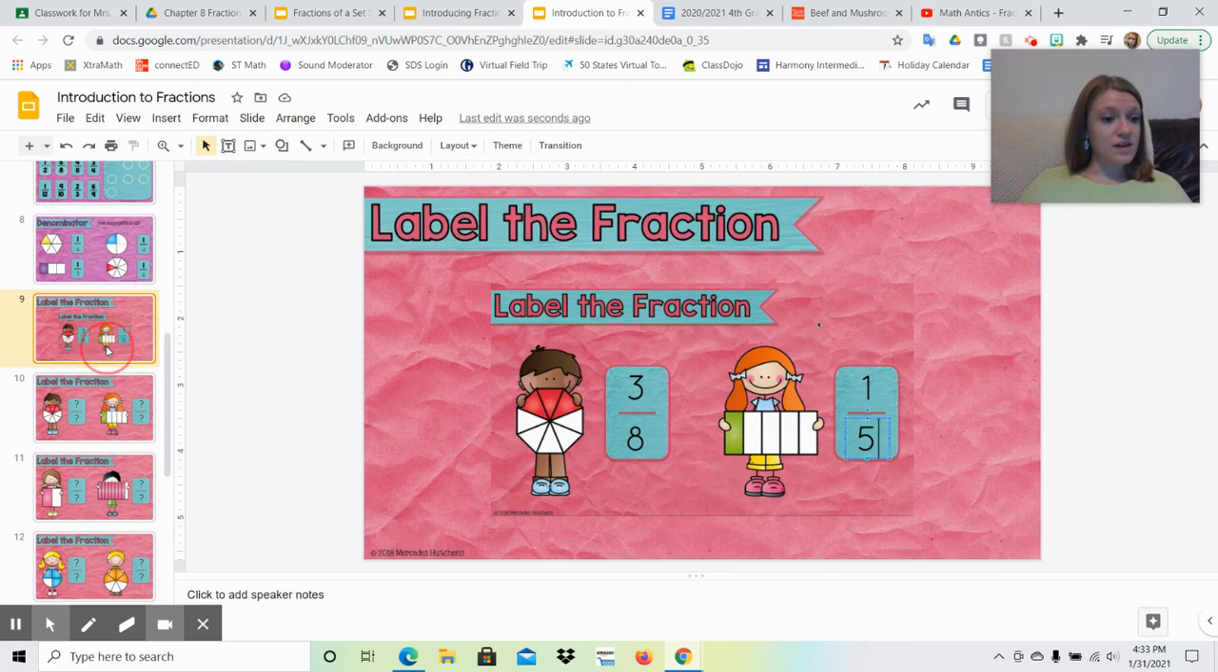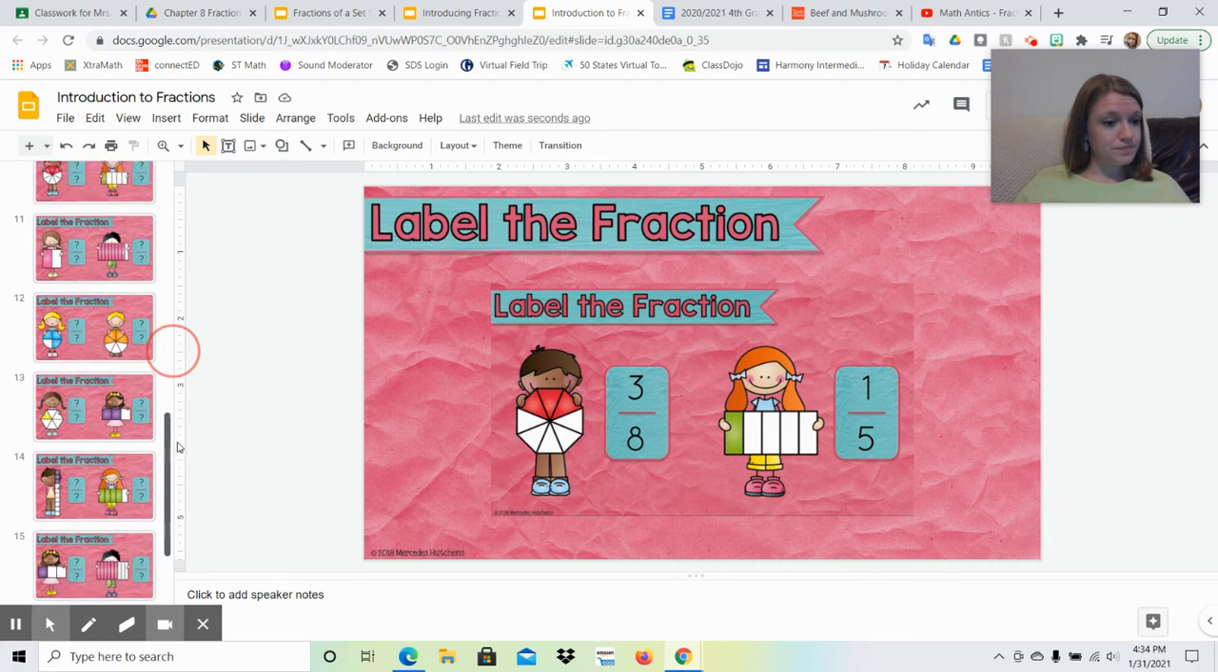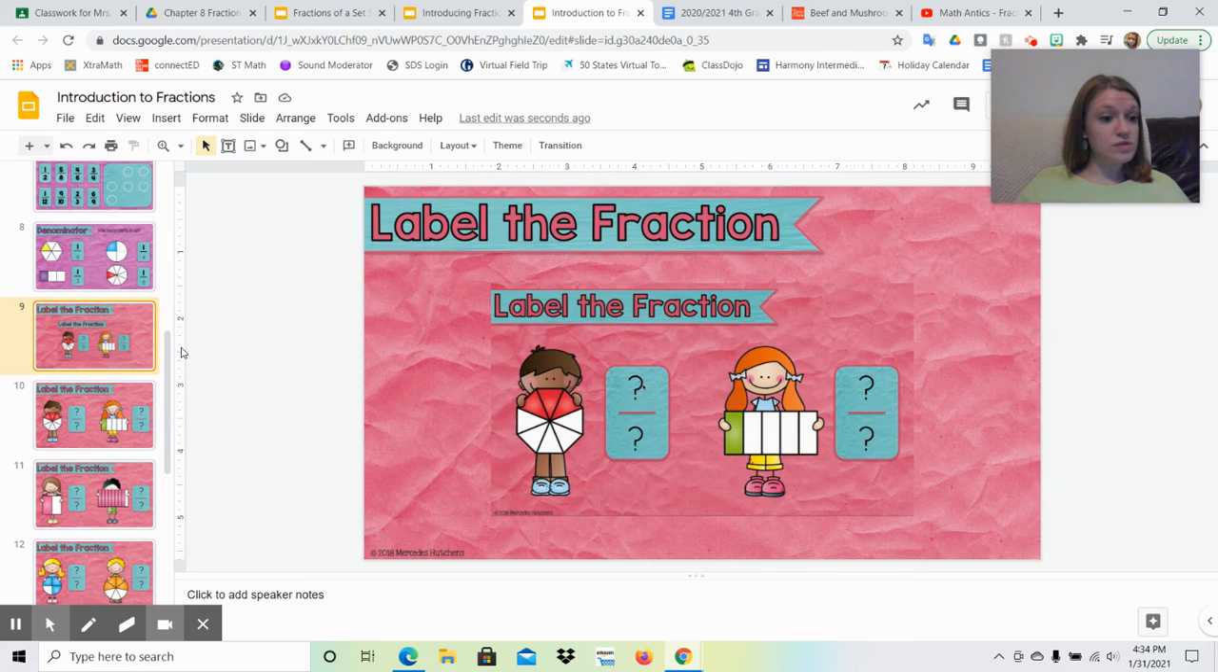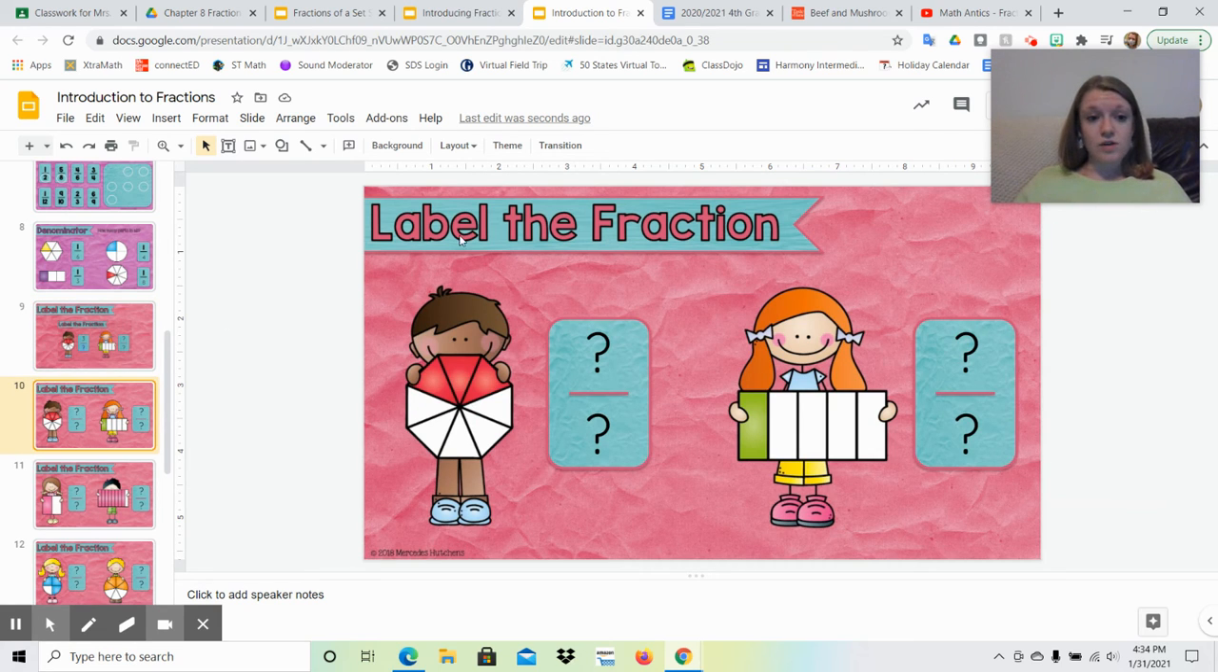Okay, the next several slides are just like this, okay? So what you're going to do, this is just a direction slide. You're going to label the fractions shown. So remember, the numerator is the amount that's shaded. The denominator is the total amount of spaces within the shape. So I will do 2 slides with you, and then you will do the rest on your own. So slide 10 we can do together.